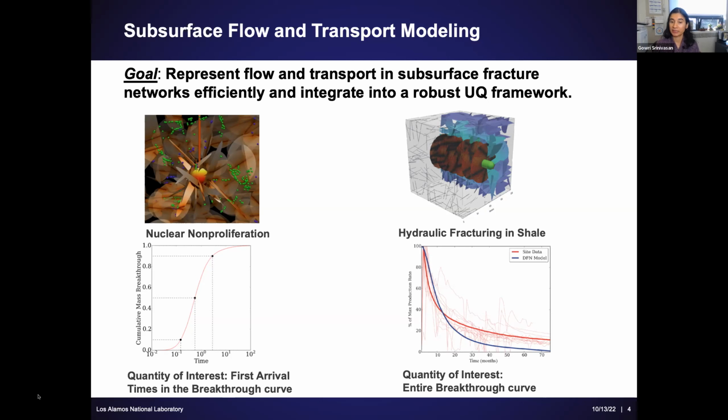For example, if we detect xenon gas, then we have some indication that this was indeed a nuclear type explosion. In this case, we're not interested in the entire breakthrough curve. We're mostly interested in figuring out when the first concentrations of gas come out, in order to be able to get the signature right.